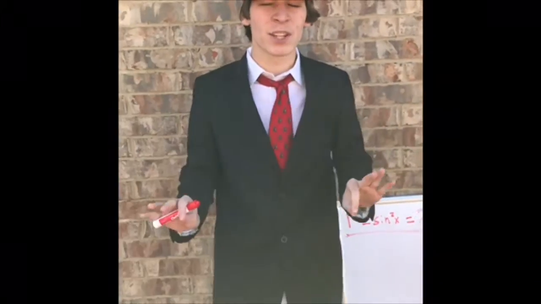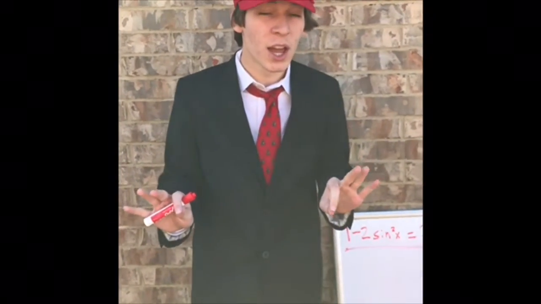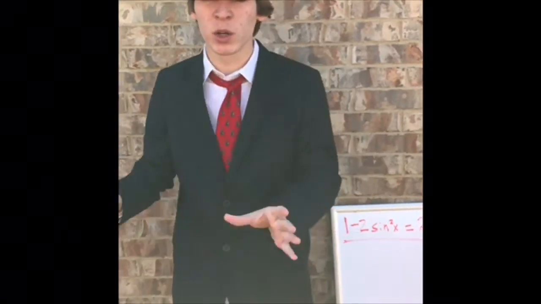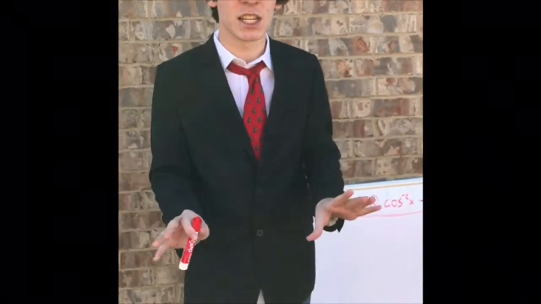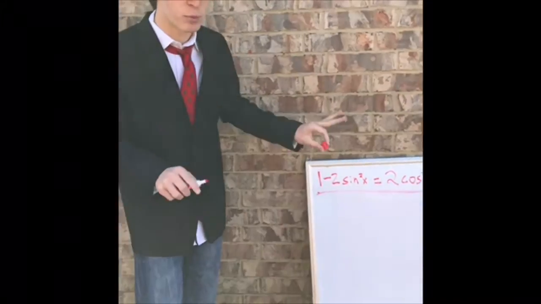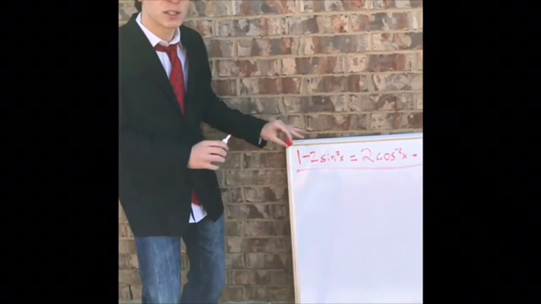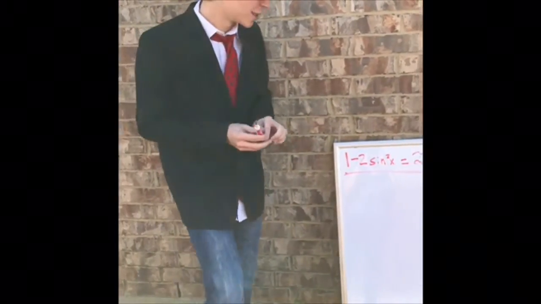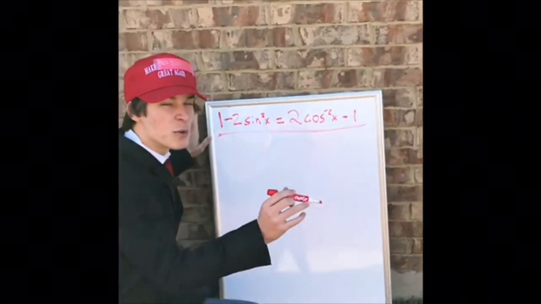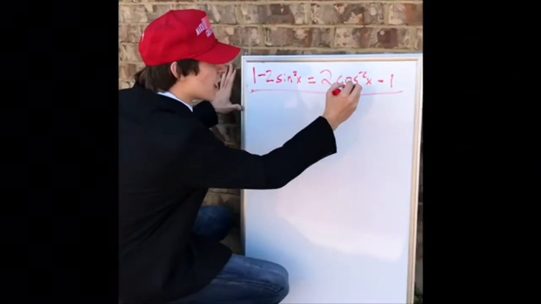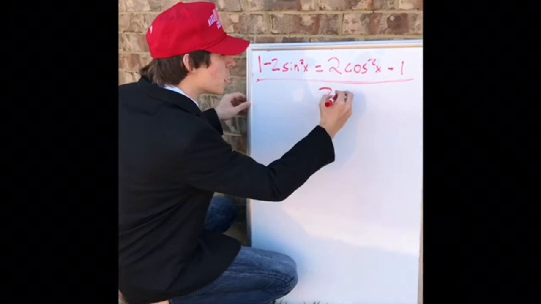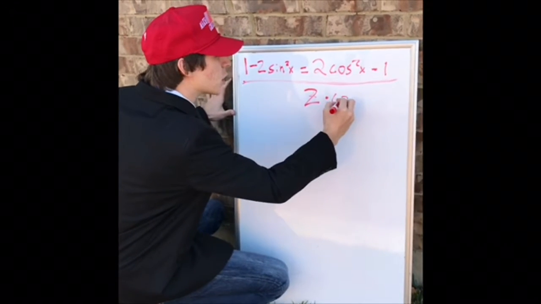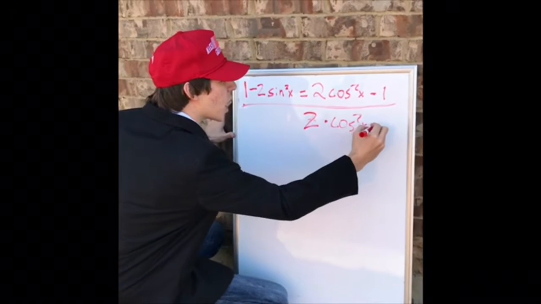Hi, I'm your president, Donald Trump, and I'm here to tell you how we're going to build this great wall. All we have to do is use our trig identities. As you can see, we have a problem here, and if we can solve this, we can build a wall. Okay, the first thing we're going to do is separate this right here into 2 times cosine squared x minus 1.